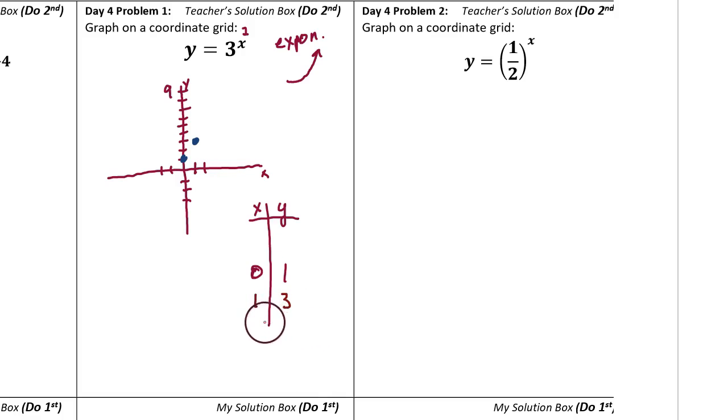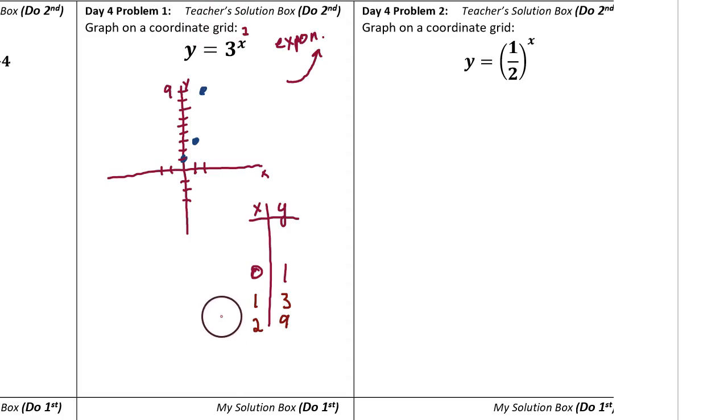Another number that's easy to use for x is 2. Y equals 3 to the second power, which is 9. And let's find 2, 9. We already discussed that if you use 3 for x, that y would be 27, and you'd be way up here off the top of your paper.